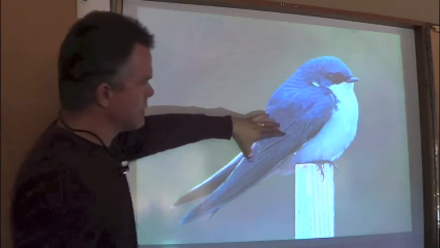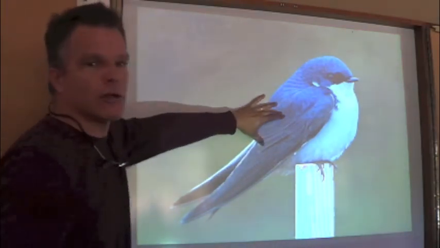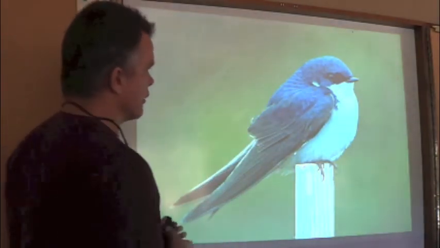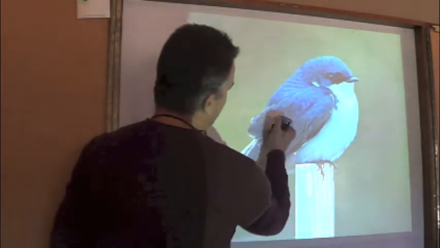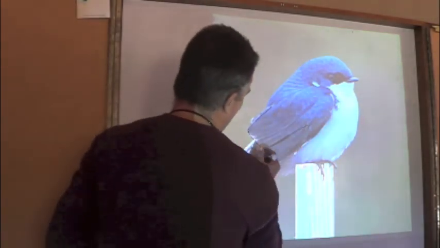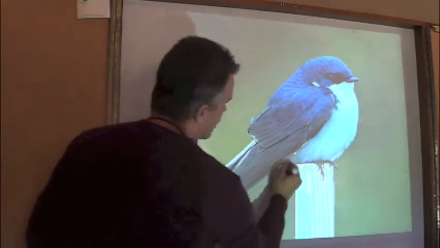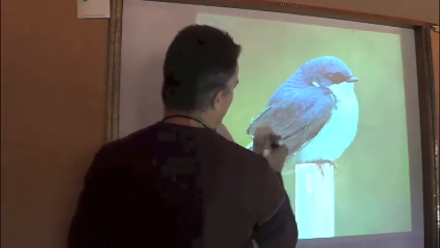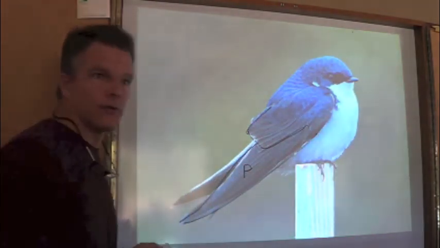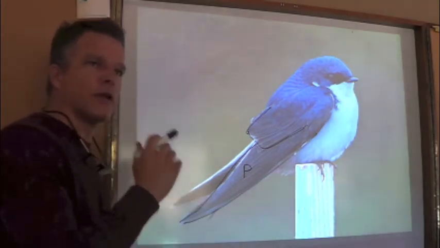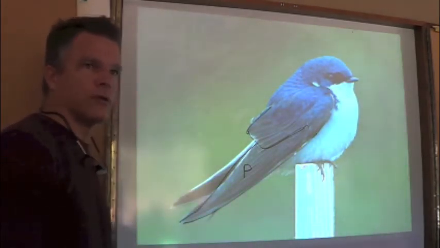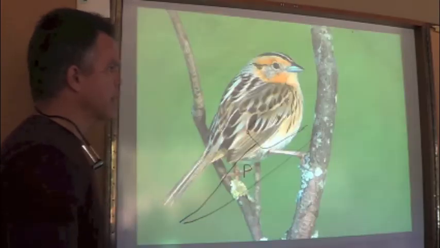The relative sizes of the primaries and secondaries are going to be different on different birds. So look at this. This is secondaries. And that's primaries. So on fast flying birds, they're going to have lots of primaries. So you see that on peregrine falcons, hummingbirds, swifts, swallows. Compare that with this guy.